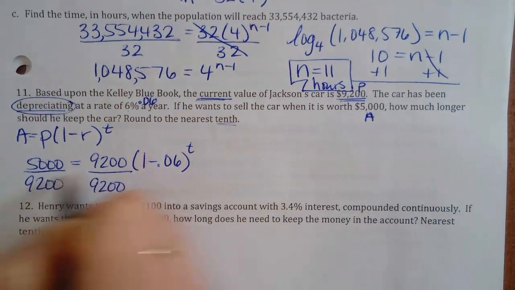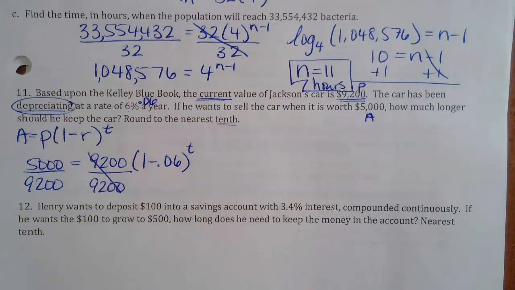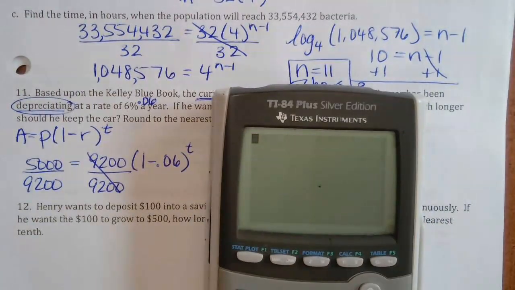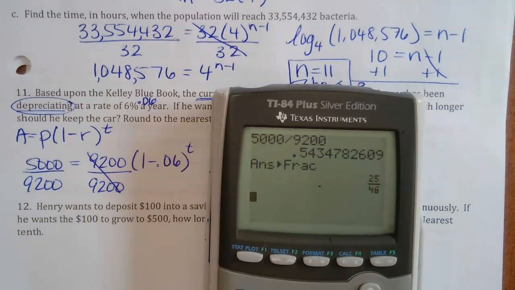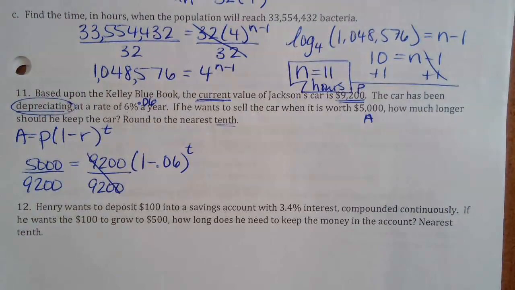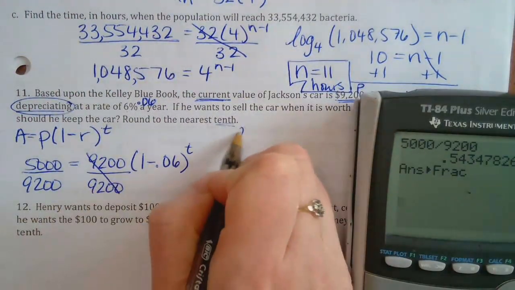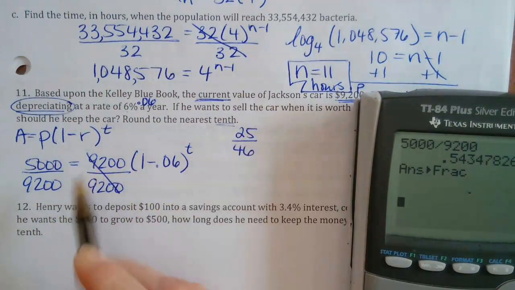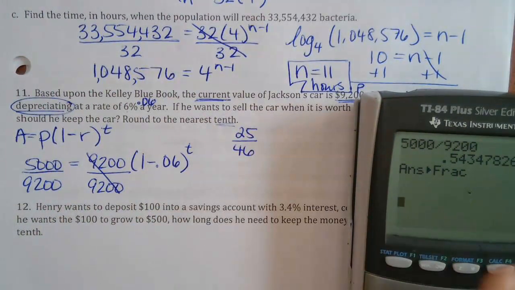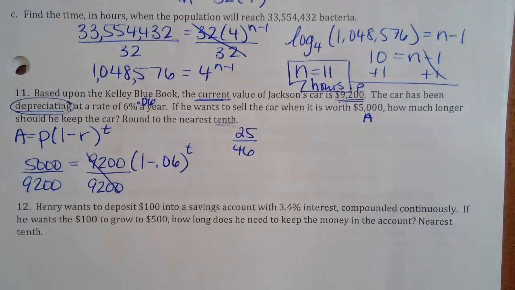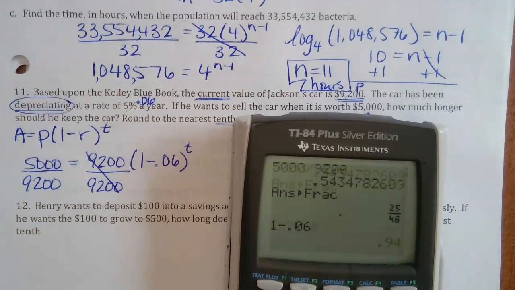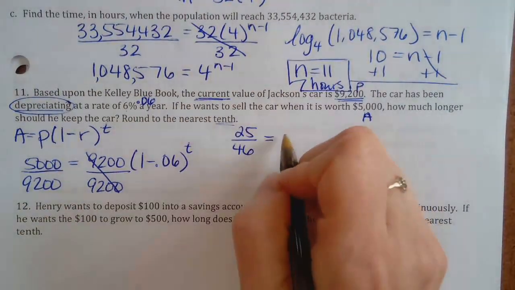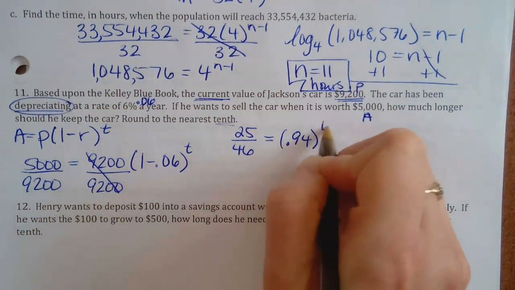So 9,200, we still have to do some isolating. So let's see if that's a nice fraction. 5,000 divided by 9,200. I know the decimal is not cute. Let's see if it math fracts though, because that's always easier to type in. Oh, it does. 25 over 46. That's nice. All right, so I'm going to rewrite that. 25 over 46. All I did was I typed this in and I math fracked it. Equals, all right, and 1 minus 0.06 is 0.94. So equals 0.94 to the t.